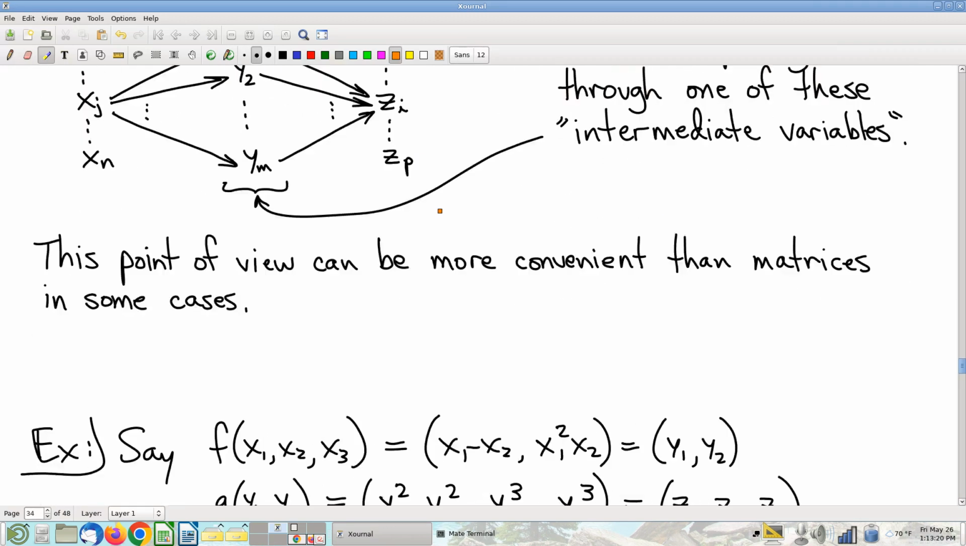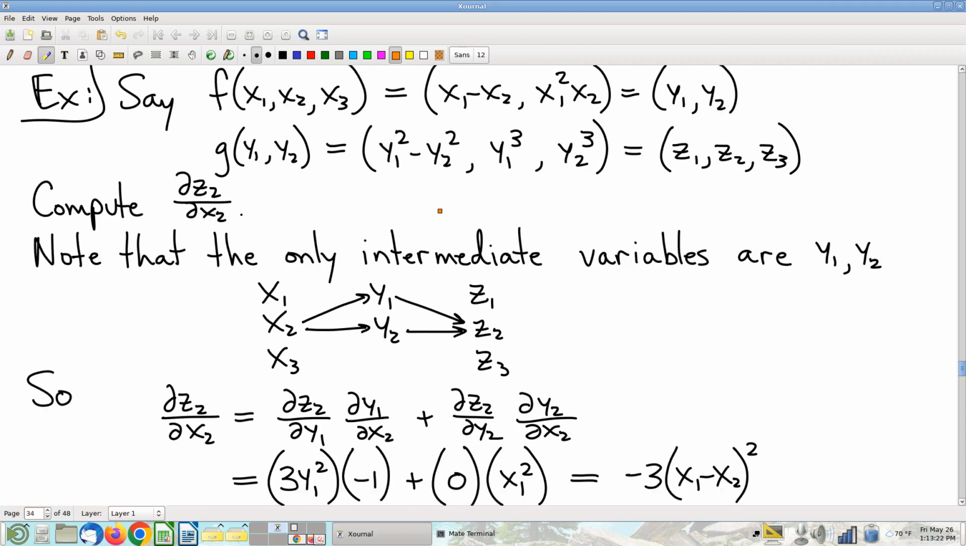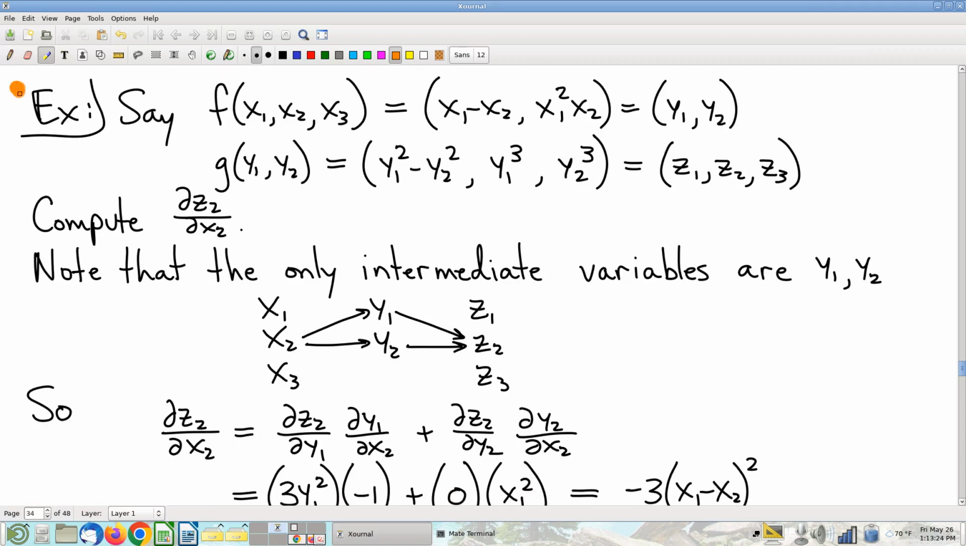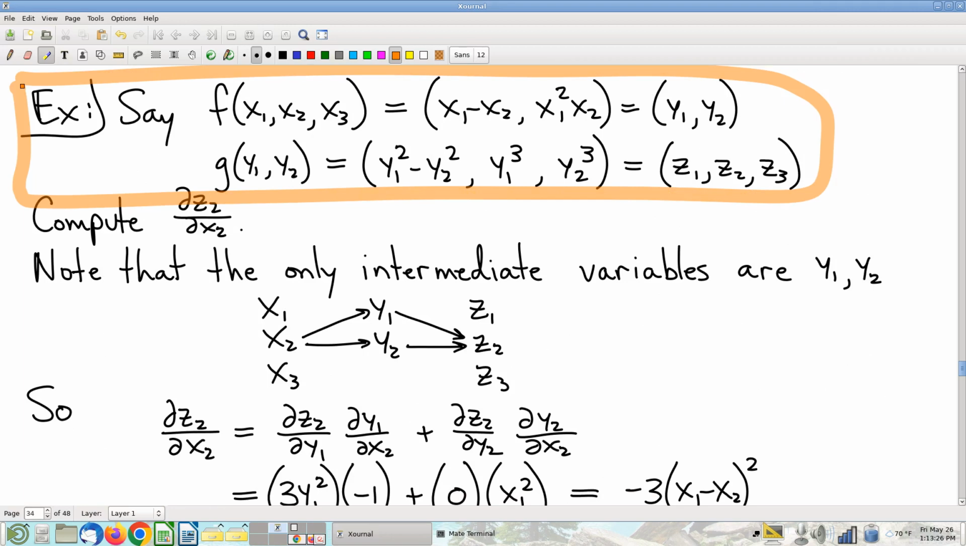Okay, so let's see an example. Here we go. Suppose you're given these formulas. We're asked then to compute one of the partial derivatives. Note it's just a single partial derivative. They're not asking us about the derivative matrix here. We don't need to bring the big guns into this problem because it's just asking me about one particular partial derivative.